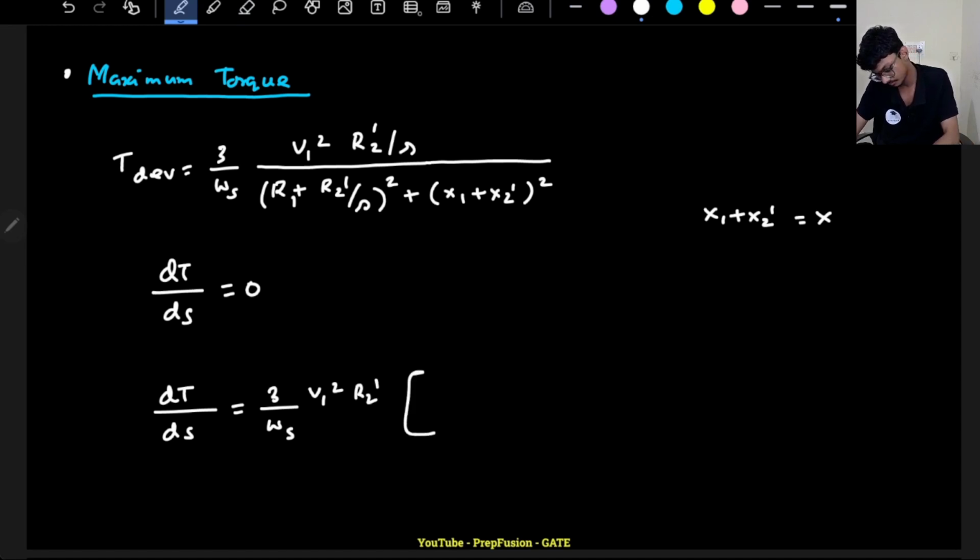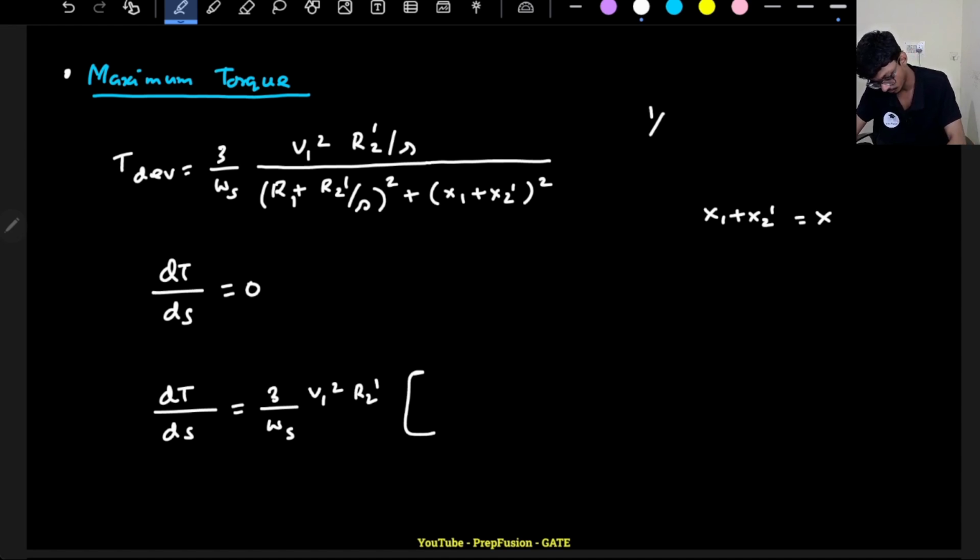So 1 by s, can I bring this s to the bottom? Yes, that's not a problem actually. It is like a chain rule, so I can use the chain rule as well. I'm just thinking what is the easiest way.